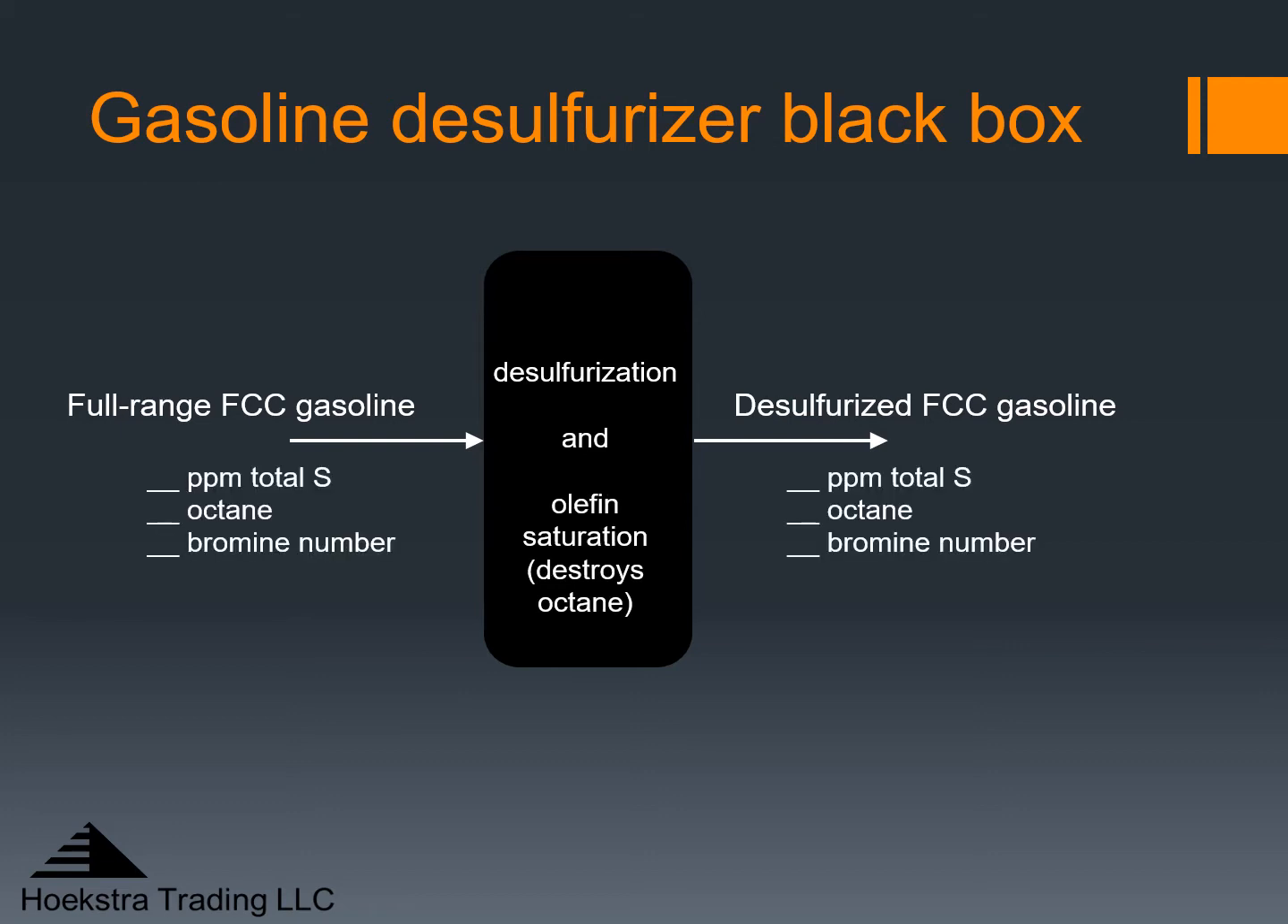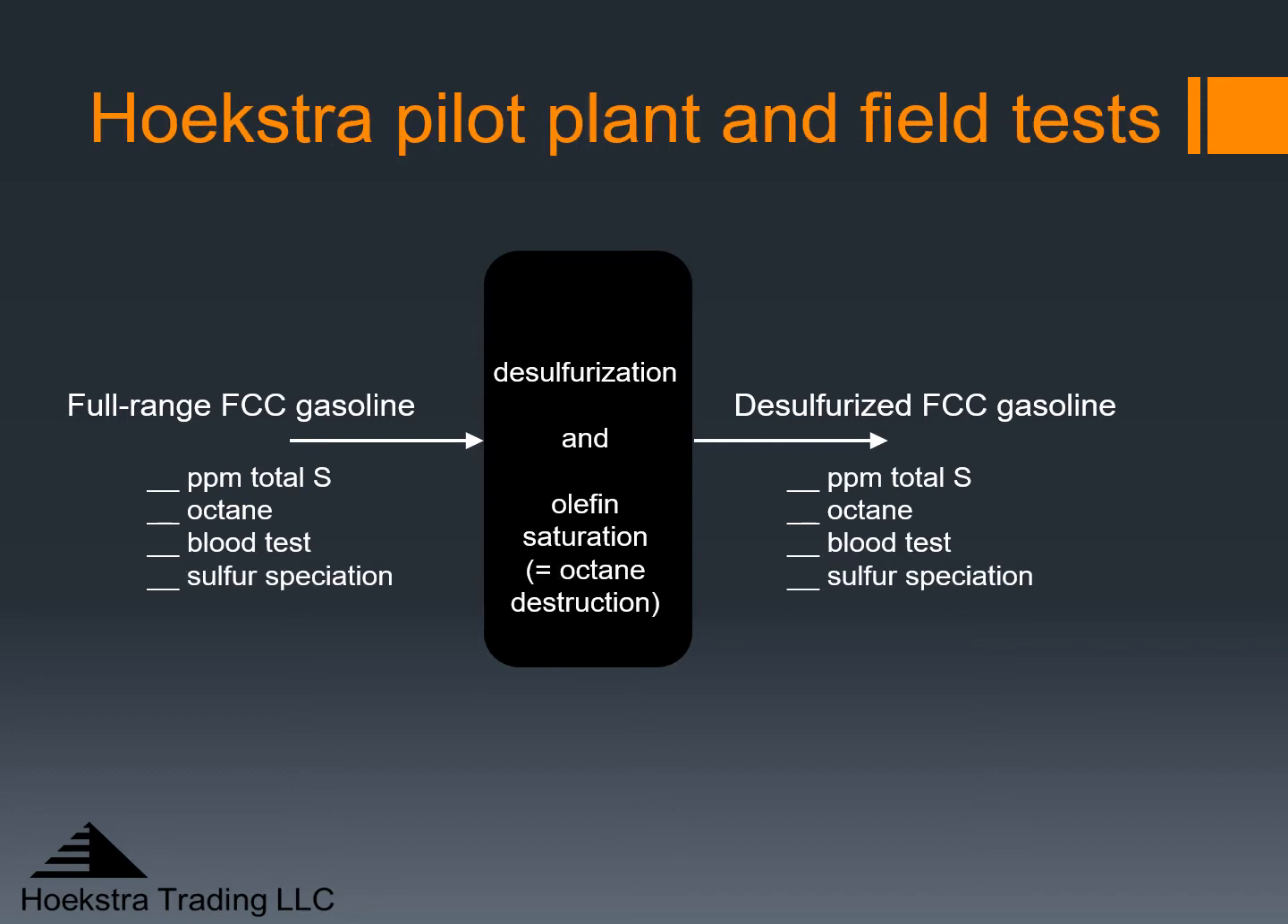To measure performance, we typically measure the ppm total sulfur in the feed and product, the octane number, and the bromine number, which is an indicator of the olefinicity of the stream. In our work, we omit the bromine number and use instead a detailed hydrocarbon type analysis that we call the blood test. The blood test gives very detailed data on the molecular composition of the stream. We also do sulfur speciation, which gives detail on the sulfur compounds in the stream.